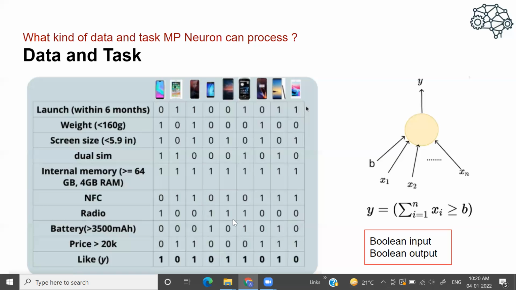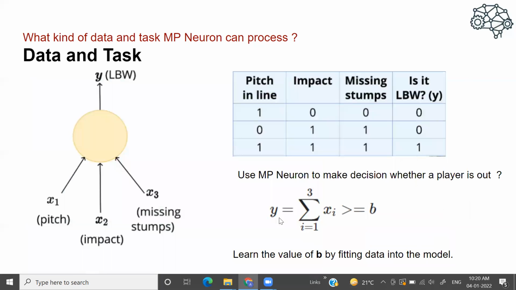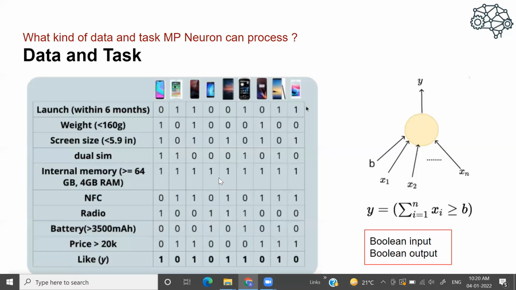And next time if somebody gives this specification about some other phone, then the model can say whether you like this phone or not, right? So my point is, the model which we have just learned, if we fit this model to this data, it can learn from this data and it can predict whether you like a particular phone or not if the person gives you these specifications, right?